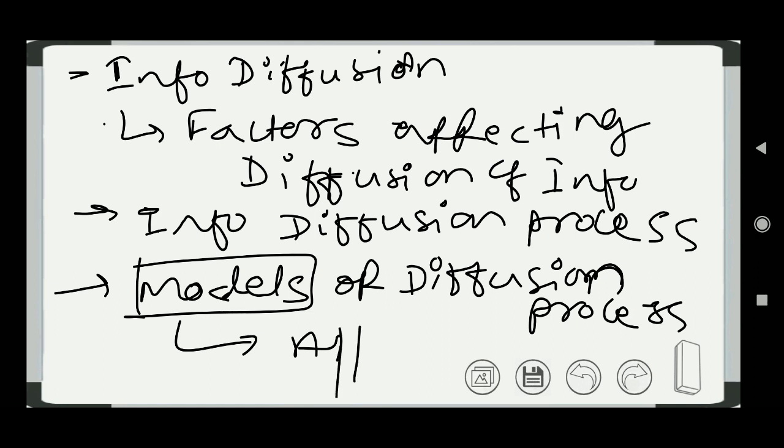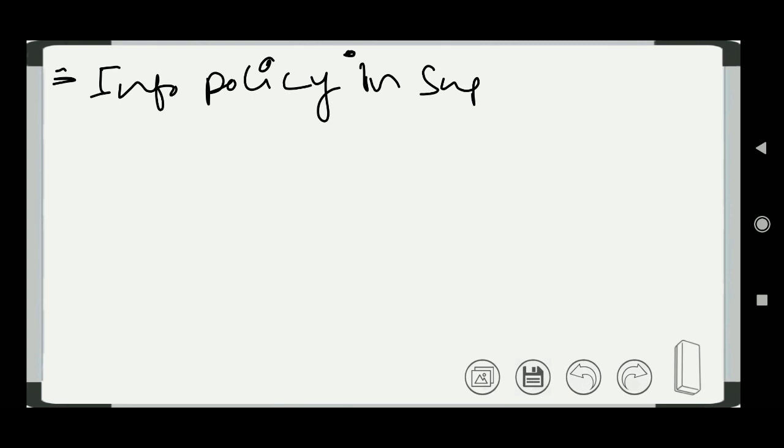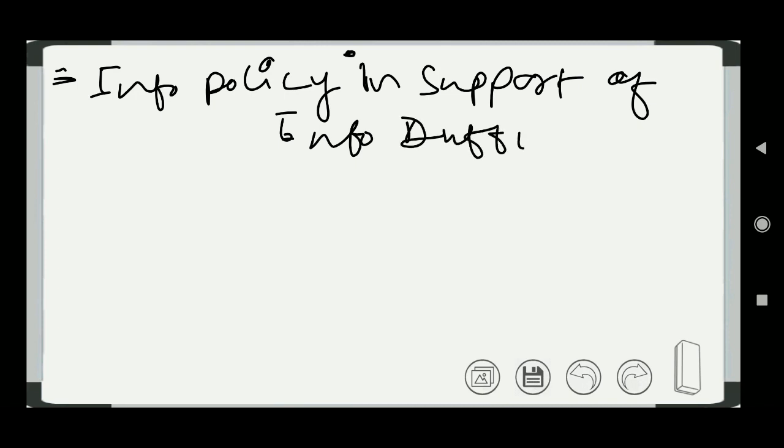So other than these, in this unit, information policy in support of information diffusion is important. So this is about information communication in this concept.